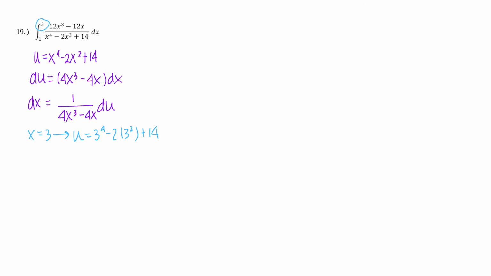Let's see. Getting 113. And then for my bottom bound of 1, u is equal to 1 to the 4th minus 2 times 1 squared plus 14. So 1 minus 2 is negative 1, plus 14 is 13.